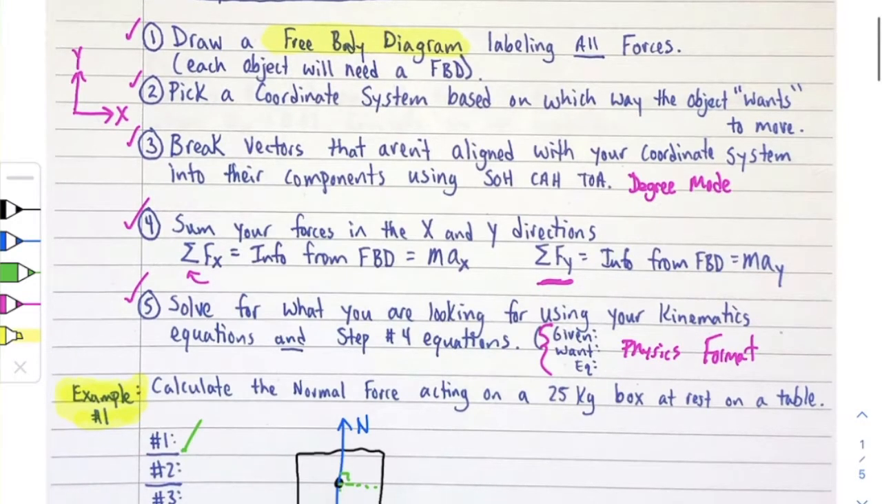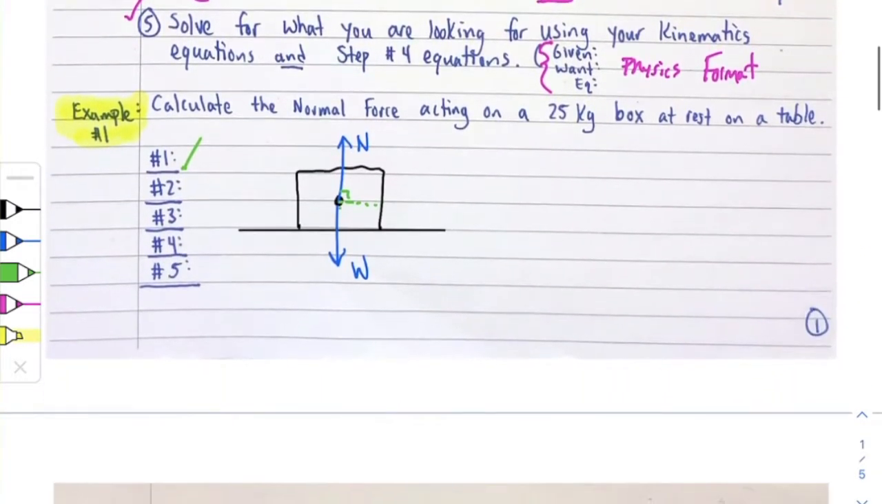So step for success number 2 says pick a coordinate system. And all we're going to do there is we're going to say this isn't a block that's on a ramp. It's not a pulley system. It seems pretty simple. So we're just going to go traditional. So I'm just going to say positive x is to the right, positive y is up, and then we put a check right there.